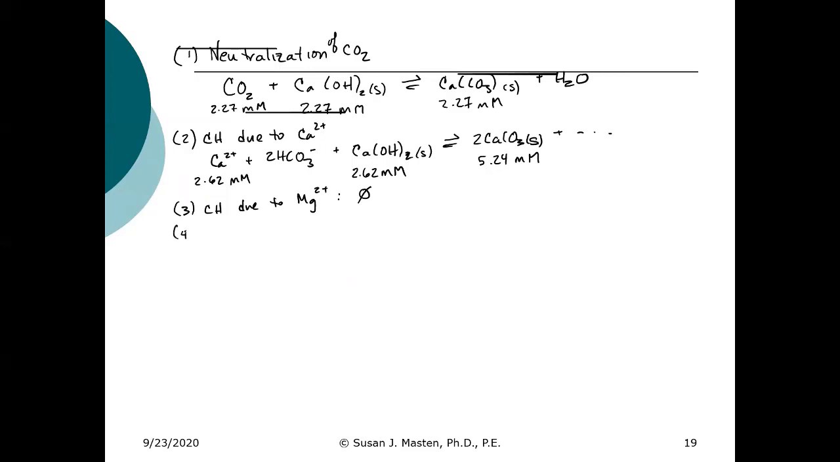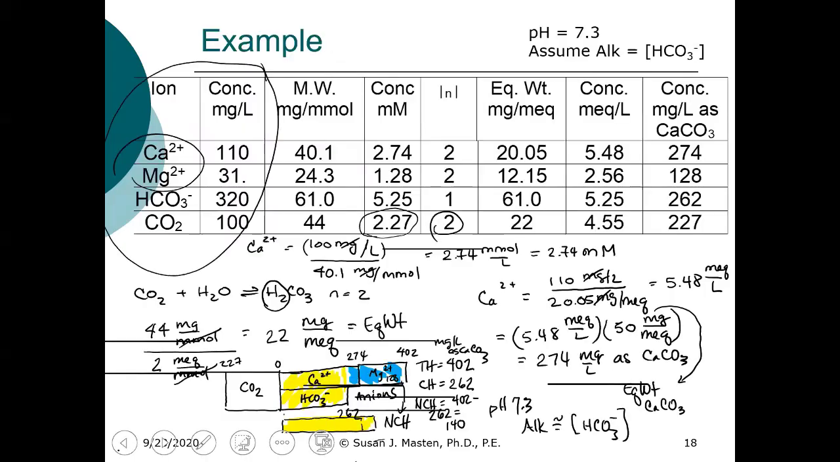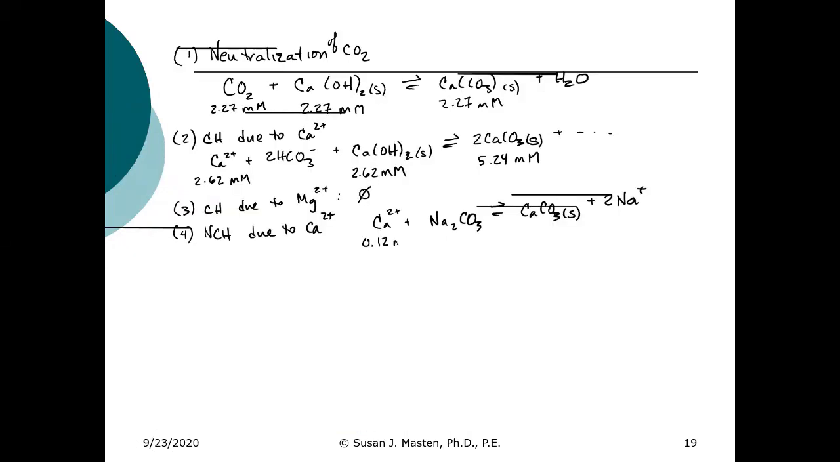The next reaction I want to look at is my non-carbonate hardness due to calcium. And here the reaction is calcium, plus we're adding soda ash now. Let's go back and look at the bar chart. How much non-carbonate hardness due to calcium do I have? Exactly, 12. It's the difference between the 274 and the 262. It's only this portion right here. 0.12 millimolar. I need 0.12 millimolar of soda ash, and I produce 0.12 millimolar of calcium carbonate.